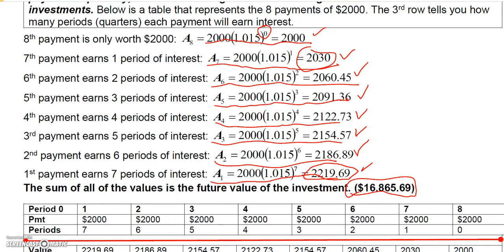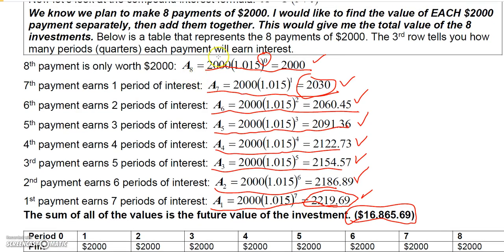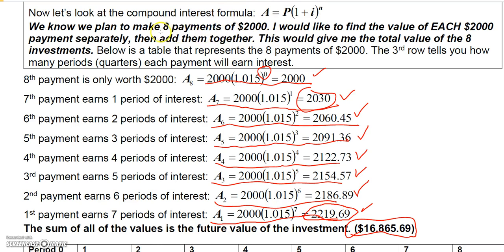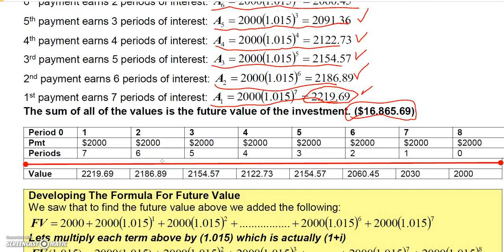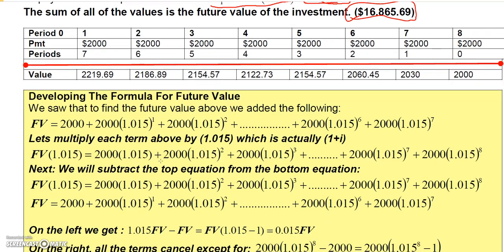Well, we obviously don't want to have to do it this way. Because what if I did this for 20 years instead of 2 years? Then I'd have to do 80 of these. Okay? And I don't want to do 80 of these. So there's got to be a better way to solve this problem.